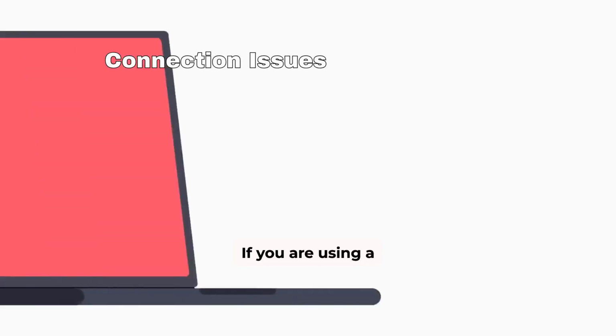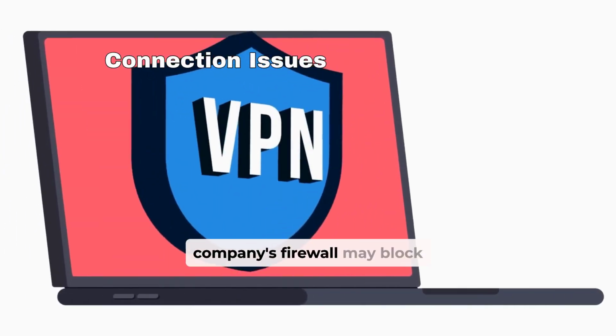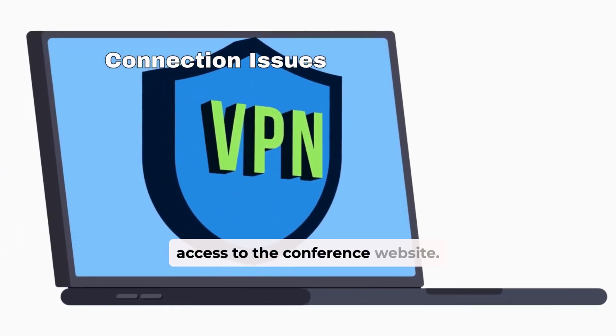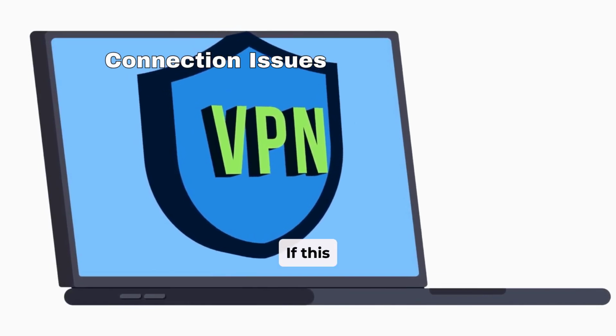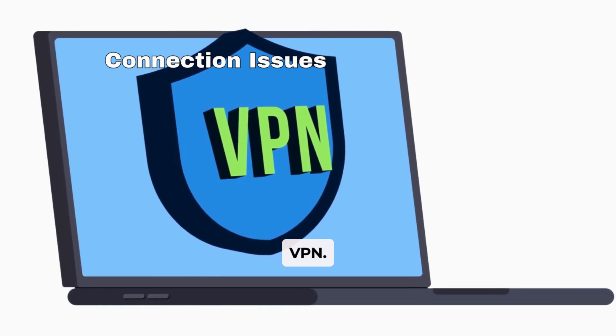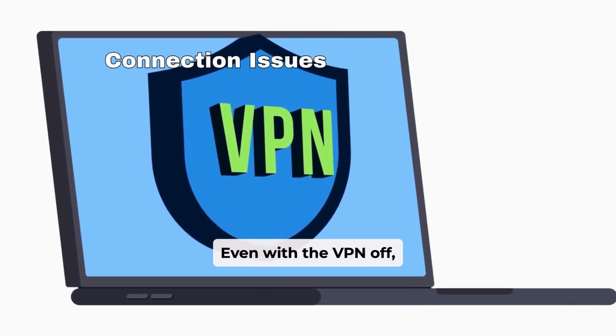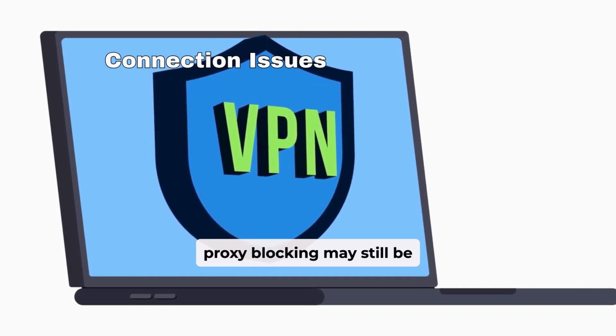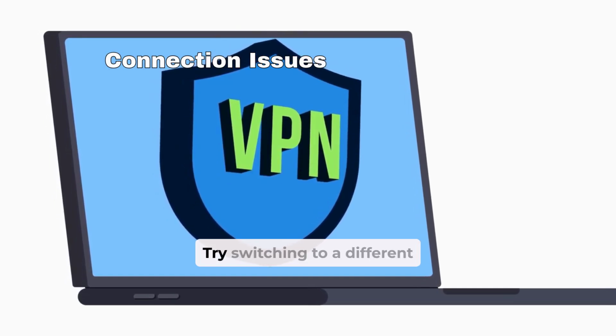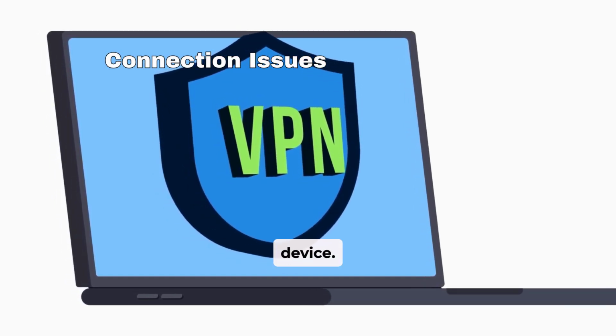If you are using a company-provided computer, your company's firewall may block access to the conference website. If this happens, try turning off the VPN. Even with the VPN off, proxy blocking may still be occurring in the background. Try switching to a different device.